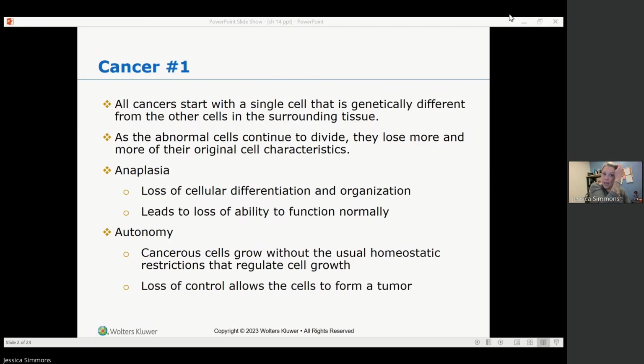Okay, so anaplasia: this is the loss of cellular differentiation and organization, which leads to loss of ability to function normally. Autonomy: this is when cancerous cells grow without the usual homeostatic restrictions that regulate cell growth. Loss of control allows the cell to form a tumor. So the cancer cell literally takes over its own journey. Like, you can't tell me what to do. You can't tell me when to stop replicating. I'm going to do what I want, and you're not going to say anything about it. And then it grows and grows and grows and grows. Boom, you have a tumor.